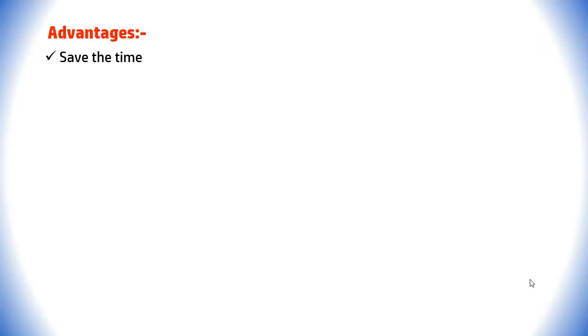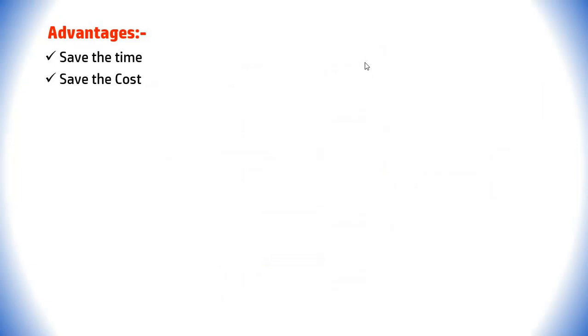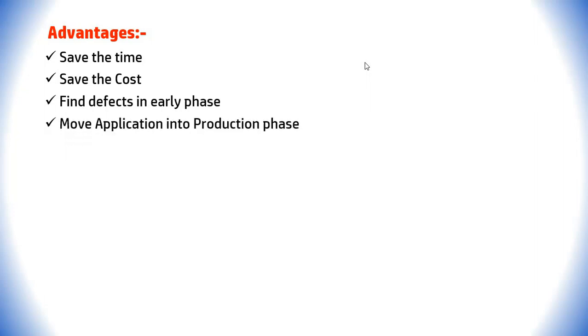The first advantage is you can save the time. For example, if execution of this particular test suite takes 25 minutes, it can be done within 5 minutes. That's how you can save the time. Then you can save the cost. For example, in a team there are roughly 5 people working; instead of 5 people, you can reduce that to 4 or 3 people. The next one is you can find defects in the early phase. And finally, you can move your application under test into the production phase early. These are the few advantages I have listed here.